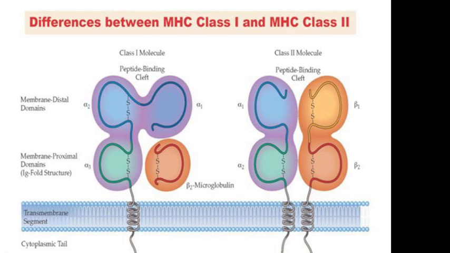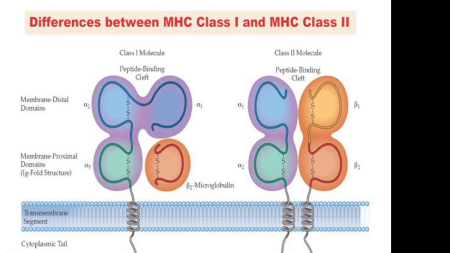So, we can see in the diagram that the membrane distal domains of the class 1 molecule, that is the domains located away from the membrane, are classified as alpha 1 and alpha 2, whereas the membrane proximal domain is the alpha 3 domain. Along with this alpha chain, we have another very important constituent of MHC class 1, called beta 2 microglobulin. The association of beta 2 microglobulin with the alpha chain is extremely important. If this association does not happen, the MHC will not be able to perform its function.